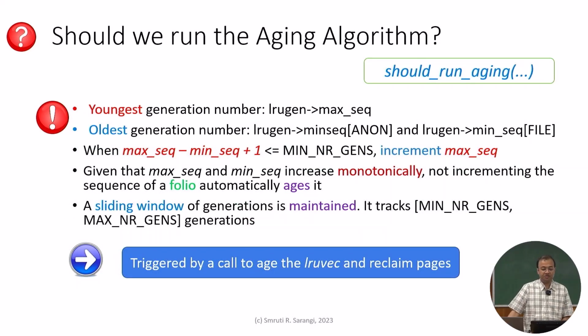Now the question is, when should I run the aging algorithm, right? The aging algorithm essentially increments the maximum sequence number, and once it has thrown out everything from the minimum sequence number, the minimum can be incremented as well. Think of it as a sliding window. It is shifted like that. Increment the maximum immediately, and after cleaning up the lowest generation, increment the minimum.